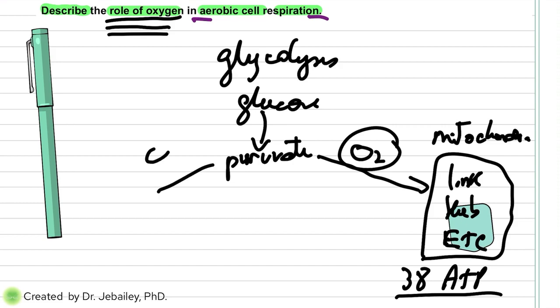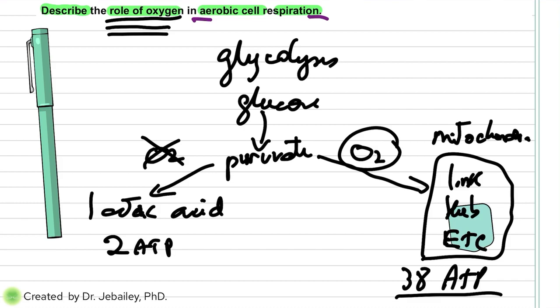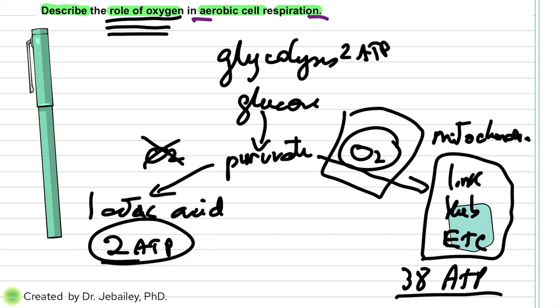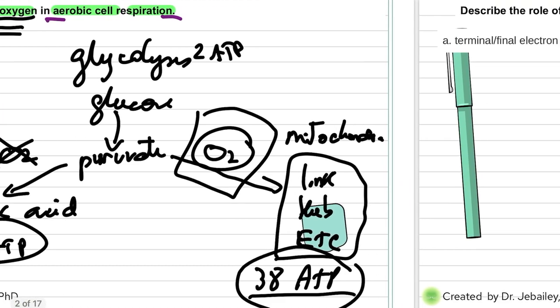However, if you don't have any oxygen, then that pyruvate will turn into lactic acid. That means you're barely producing any ATP, usually just 2 ATP, and this 2 ATP is usually coming from glycolysis. So that's why it is very important to have oxygen in order to be able to break down that glucose. Now let's see what the mark scheme usually says.